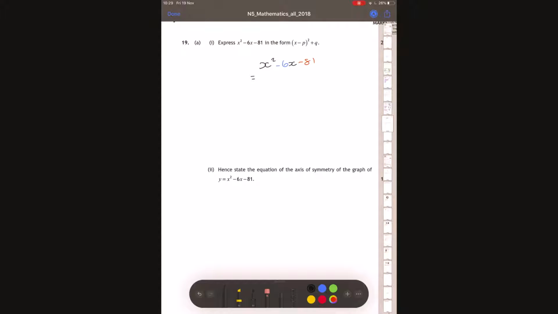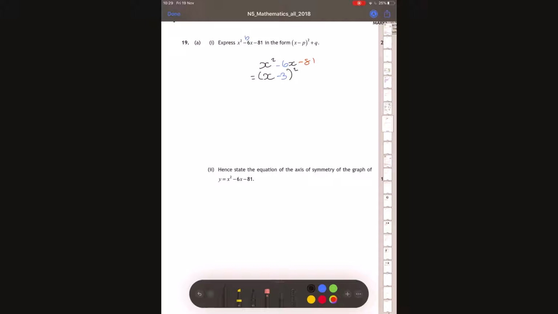So in part A we need to complete the square. To do this I firstly write out my expression. Then I'm going to open up a bracket and do x, and then I'm going to half b. B is what's written in blue, so our b is -6. So half of -6 is -3.